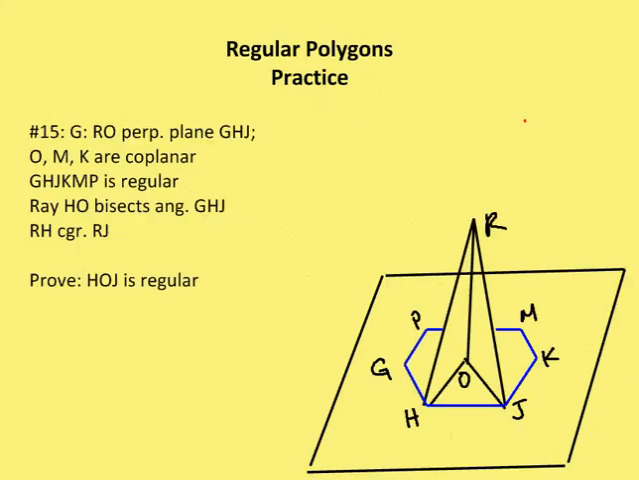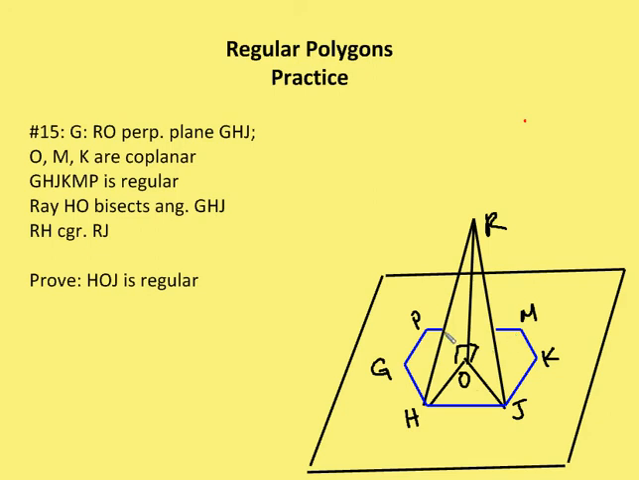Okay, moving on to the next proof, number 15. I'm given a 3-dimensional figure. I have RO that's perpendicular to plane GHJ. So we're going to mark this up. RO perpendicular to plane GHJ. And so HOR is going to be a right angle, and JOR is a right angle as well. I know that OM and K are coplanar.